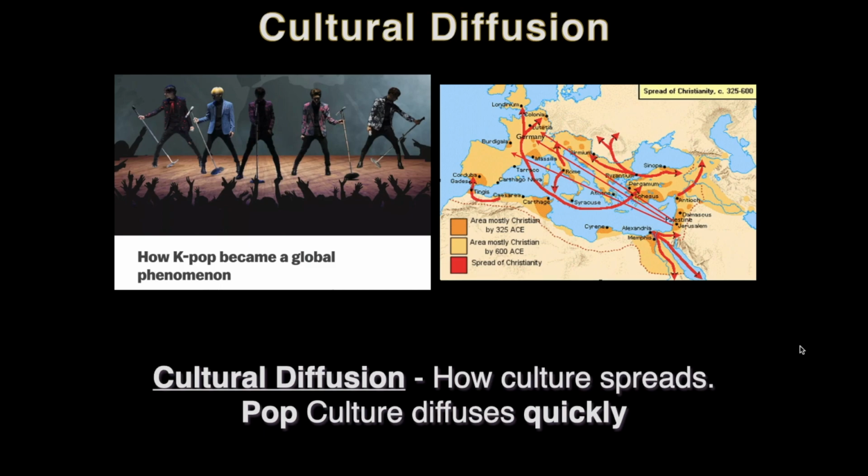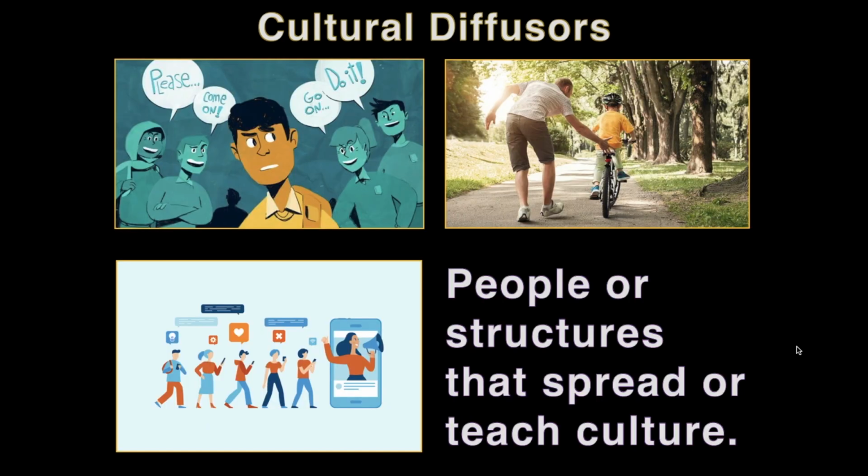And so cultural diffusion is the act of culture spreading, while cultural diffusers are the people or structures that spread or teach culture. Some examples we have here are a parent teaching their child how to ride a bike, friends pressuring another friend. Friends teach us a lot of things: what to wear, what to say, what not to say, what to do, what not to do. We also have social media influencers, Twitter, Instagram, Twitch. Those are big ones where you have people that are often paid to promote certain products or lifestyles.